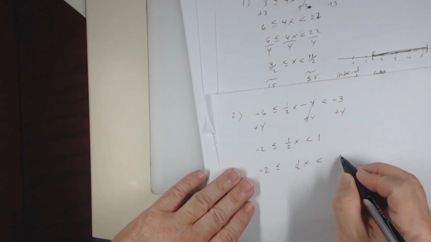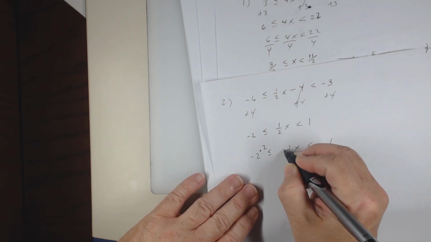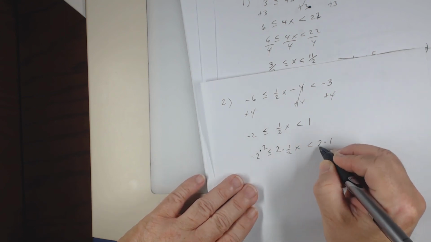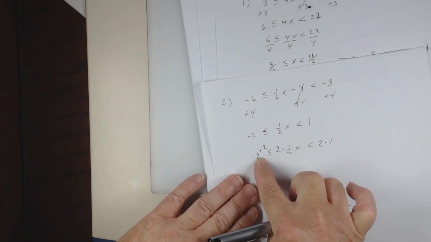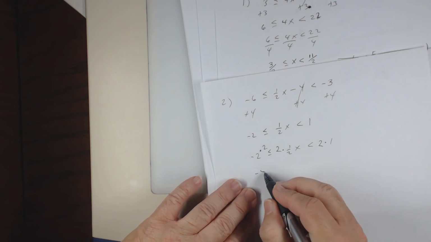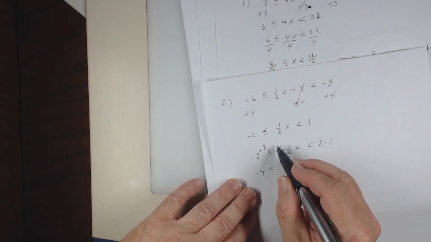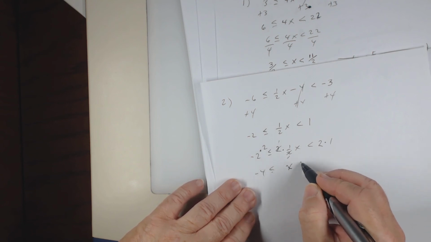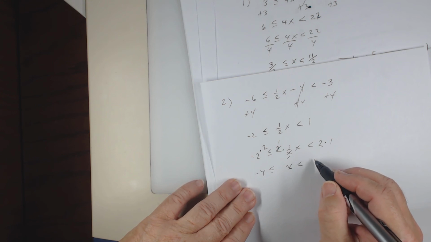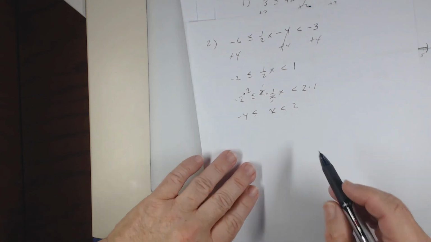Sometimes it helps to leave some space here. Okay, so now you're going to say times 2, times 2, times 2, right? What's -2 times 2? -4. Less than or equal to, what's 2 times 1/2? What happens to these 2's? 1. So you're just left with 1, so it's 1 times x, which is just what? x. It's less than, and what's 2 times 1? 2. So what are your solutions? Your solutions are between what numbers? -4 and 2.